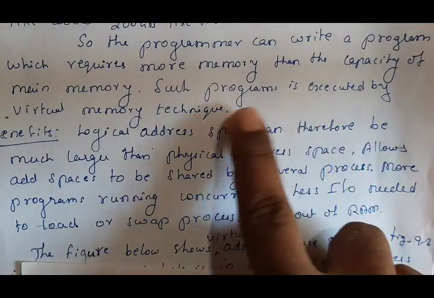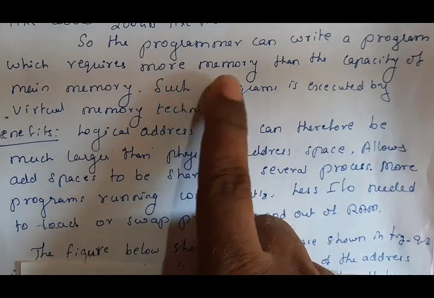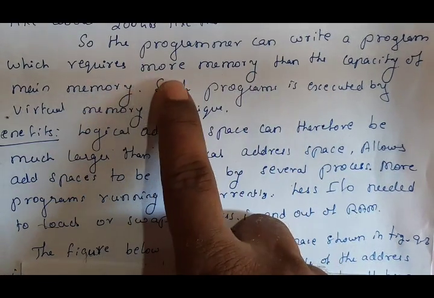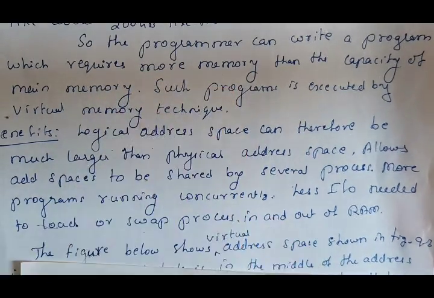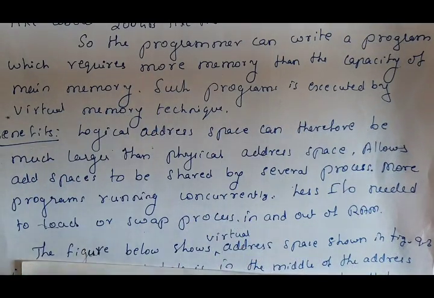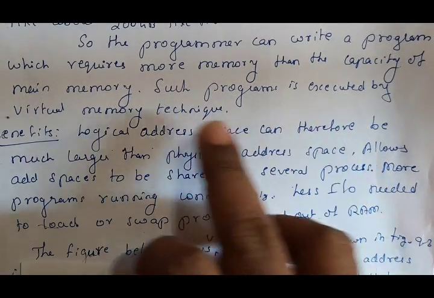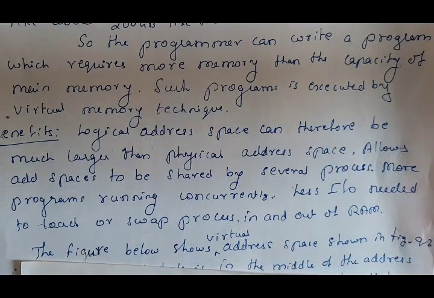Such a program is executed by the virtual memory technique. The programmer can write a program which requires more memory than the capacity of the main memory. Main memory capacity is limited, for example 4 GB. By using the virtual memory technique, it may be 500 GB or maybe more, up to the hard disk capacity.